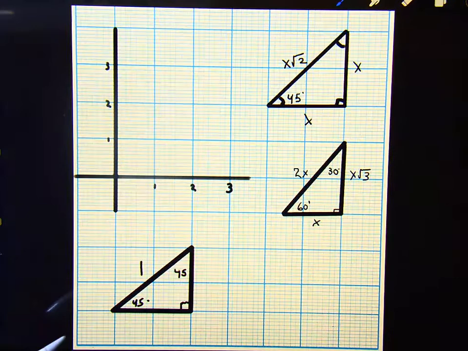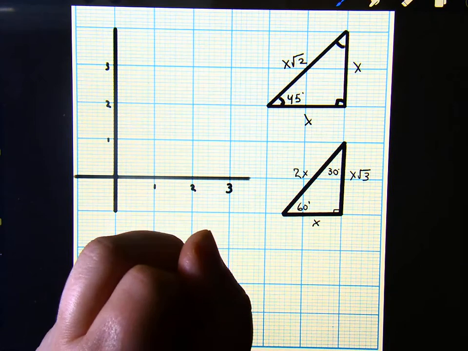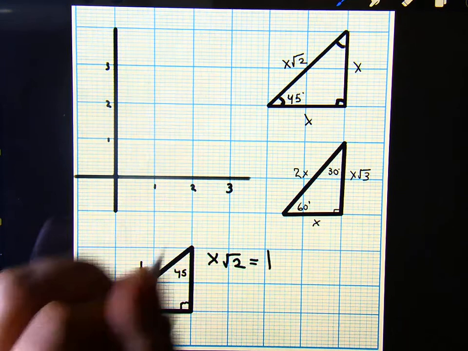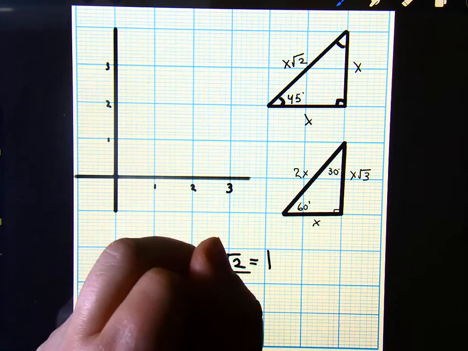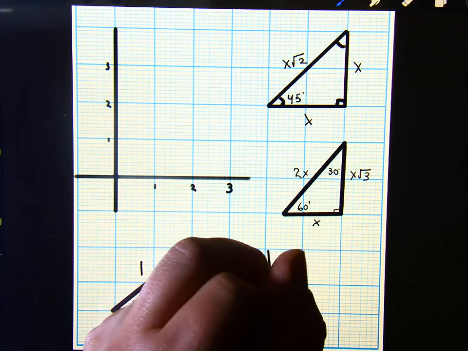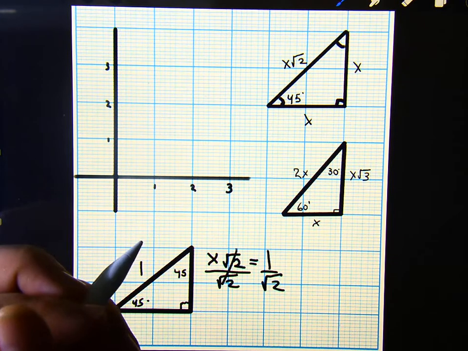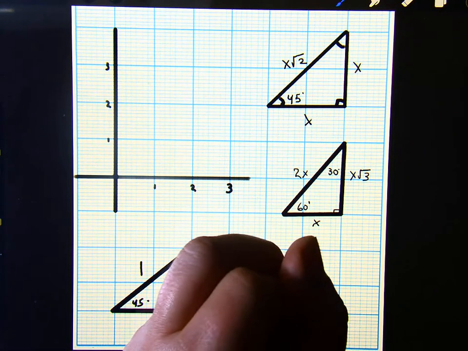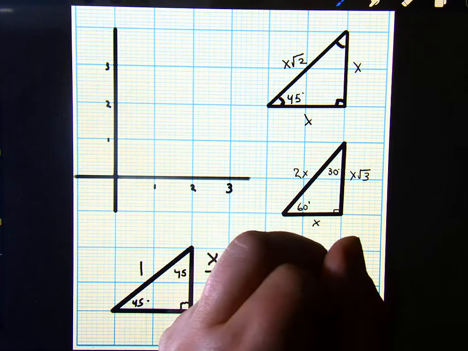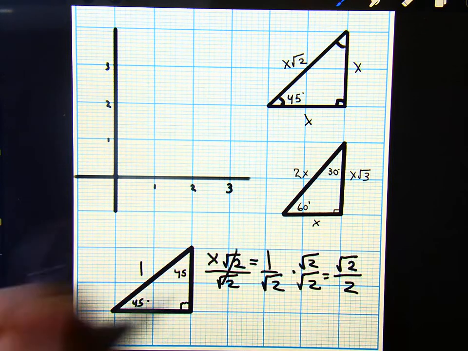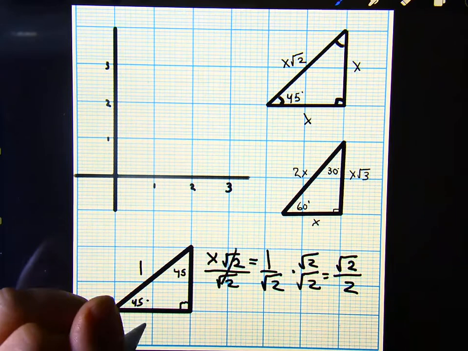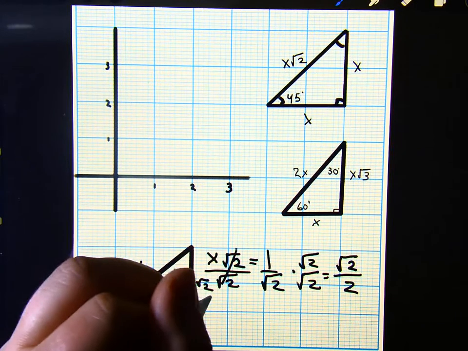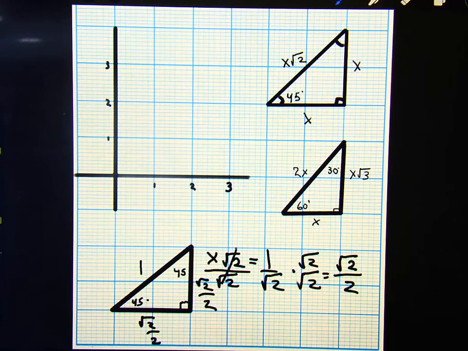Okay, so I'm going to do the exact same thing. So x square root 2 equals 1. 1 equals x square root 2. Divide both sides by square root 2, and I get that answer there. I'm going to rationalize my denominator, and I get square root 2 over 2. And that now is my side length, and also going to be my coordinate.